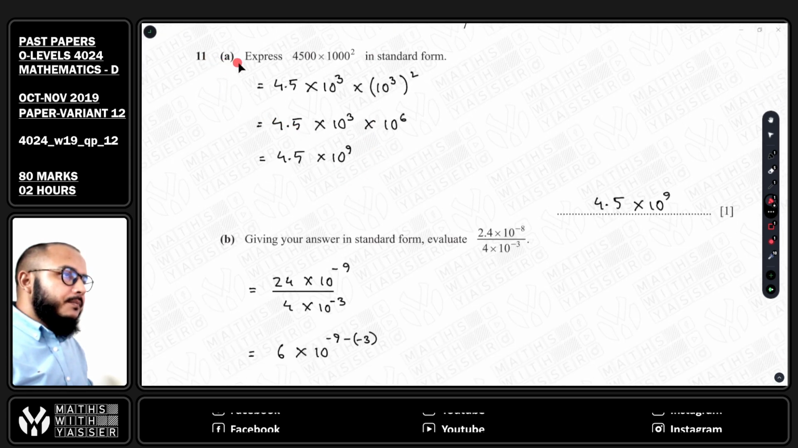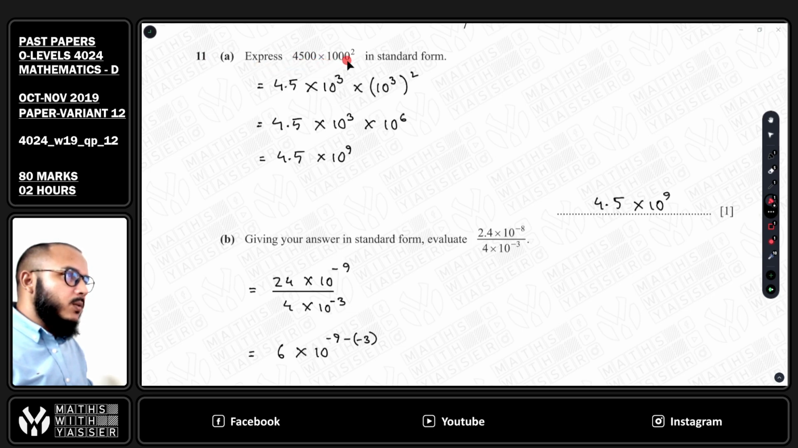Question number 11. Express 4500 times 1000 squared in standard form. So 4500 is the same as 4.5 times 1000, or I can say 4.5 times 10 cubed. 10 cubed is basically 1000. And 1000 squared can also be written as 10 cubed, which is 1000, within brackets, whole squared.